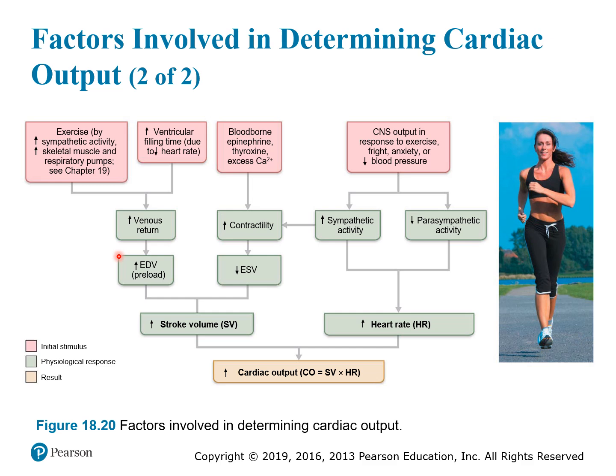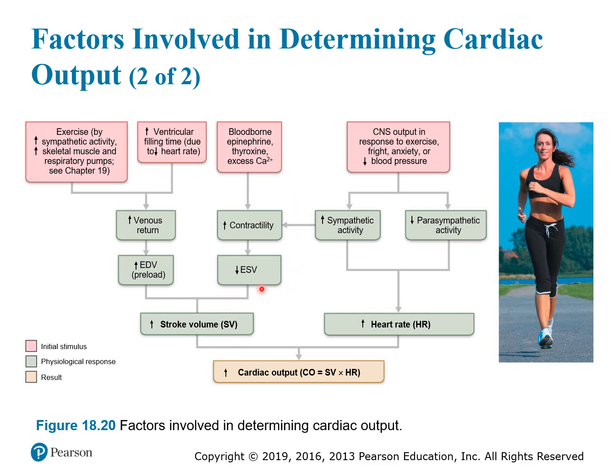And how can I increase the end diastolic volume? I can increase it by increasing the venous return. And venous return can be increased by two factors. Exercise increases the sympathetic activity, and it also increases the skeletal muscle contractility, so there is more venous return. When there is more venous return, there is more EDV, or end diastolic volume, and thus stroke volume will increase.